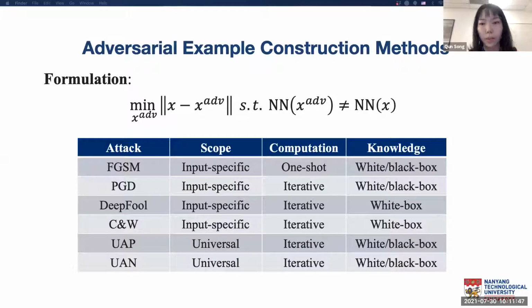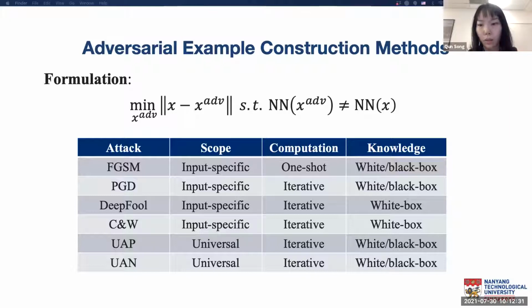Here's a table of 6 representative adversarial example construction methods that are frequently evaluated in the literature. The first column tells the name of the attack. The second column tells whether the attack is input-specific or universal. The former means the adversarial perturbation is effective against a particular clean example, and the latter means the perturbation is universal for many clean examples. The third column shows the computation needed for the attack construction. One shot means only a single computation step using a closed-form formula is needed. Iterative means an iterative search process is applied.